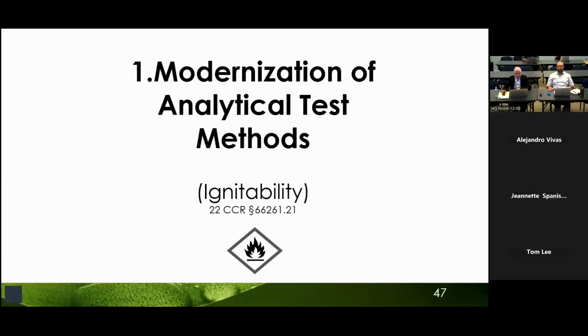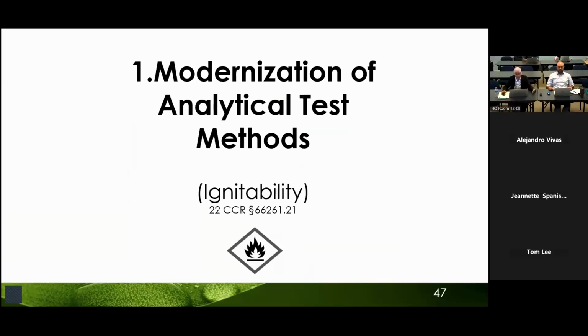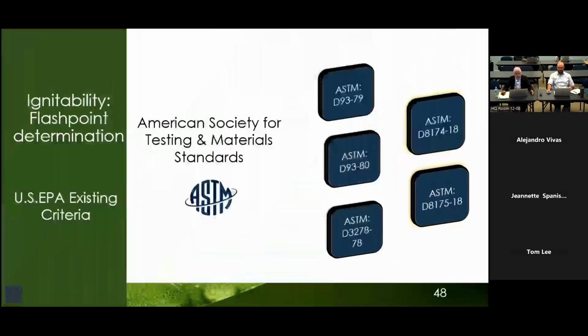Let's start by looking at the updates aimed at modernizing some of the analytical test methods used for ignitability criteria. This process of updating the regulations will go through a full rule-making procedure to make sure the regulations are current and up to date. All right. So first we will discuss the modernizing test methods for determining flash point.